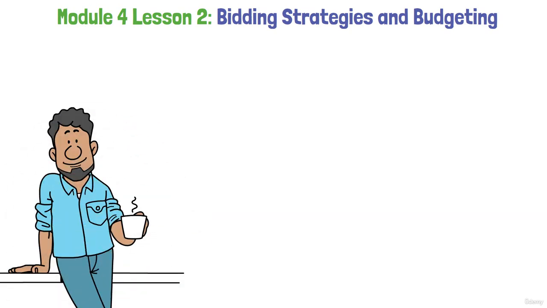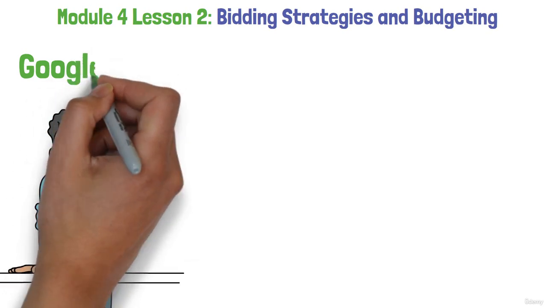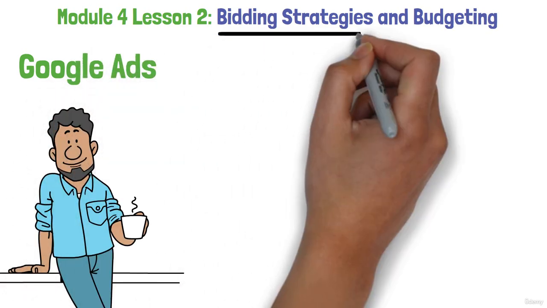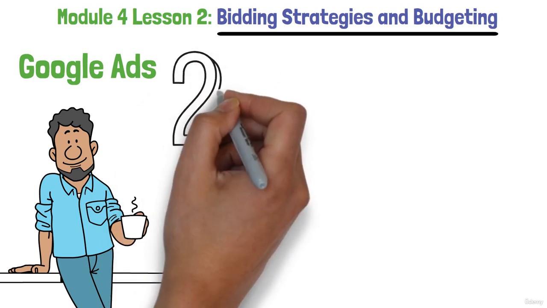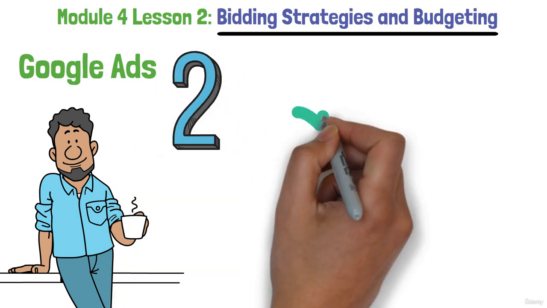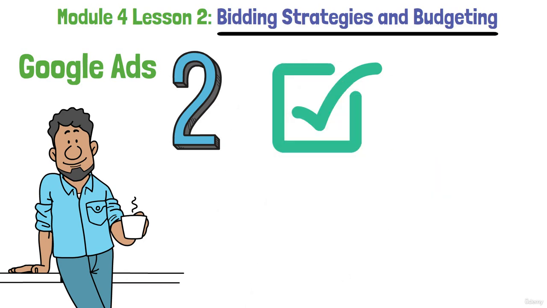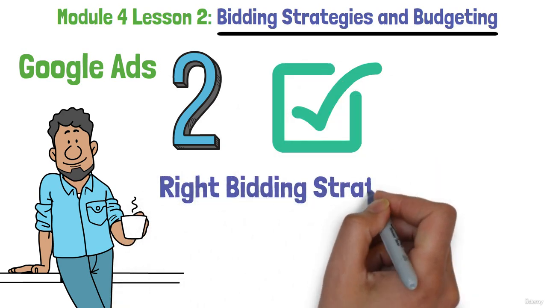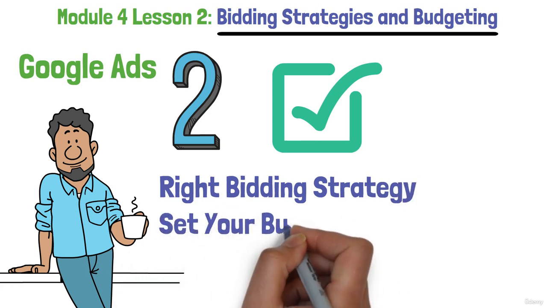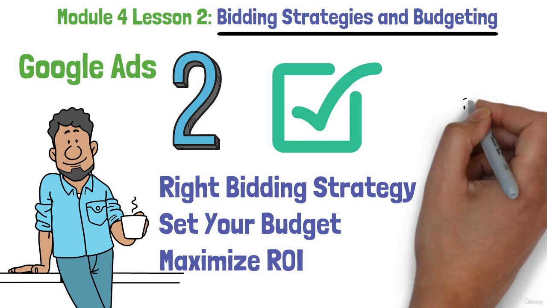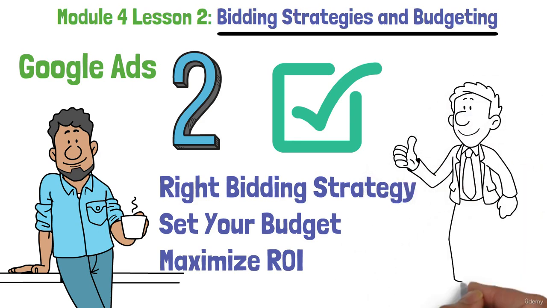By now, you've learned the basics of Google Ads, but let's get into something that really drives success: bidding strategies and budgeting. These two elements are the backbone of your Google Ads campaigns. Getting them right is crucial to ensure your ads are effective without blowing your budget. So in this lesson, we'll explore how to select the right bidding strategy, set your budget, and maximize ROI through smart adjustments. Let's break it down so you can start putting these tactics into practice right away.